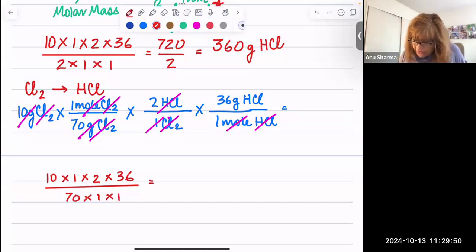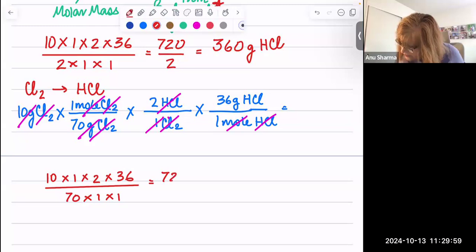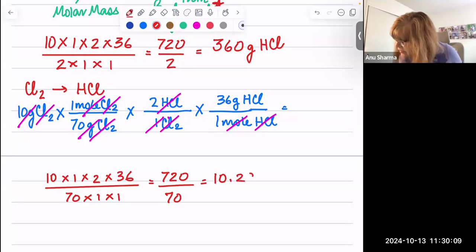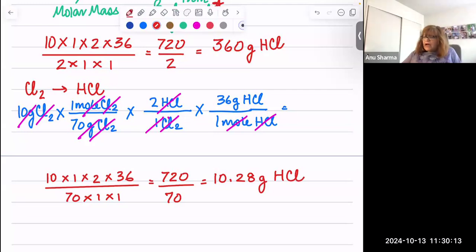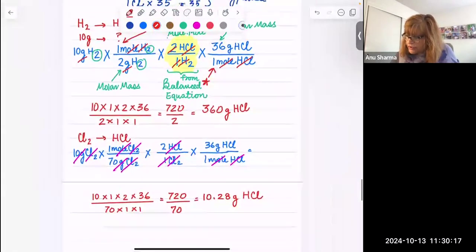So what do you get here? 10 times 2 times 36 is 720. Divide that by 70. So we get 10.28 grams of HCl.